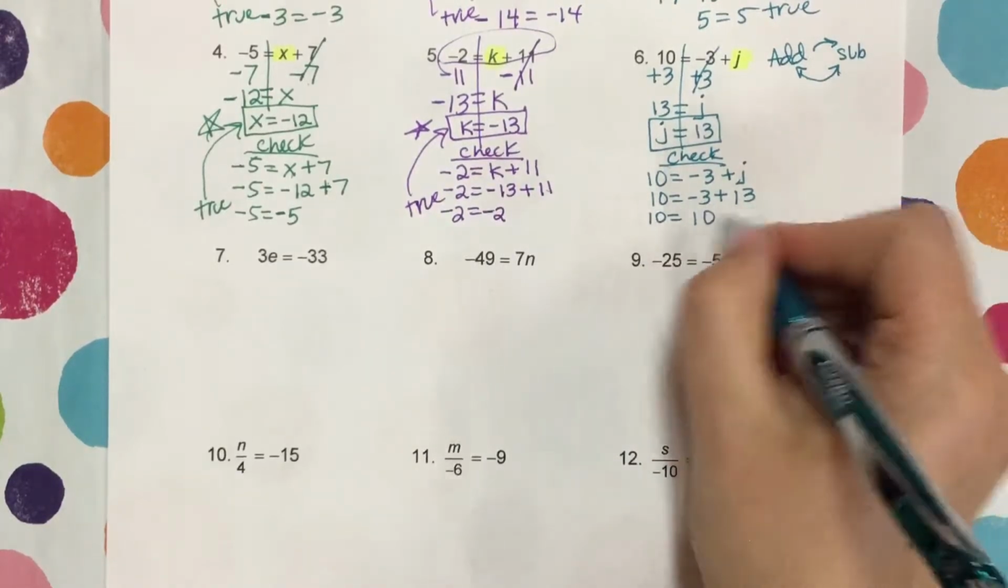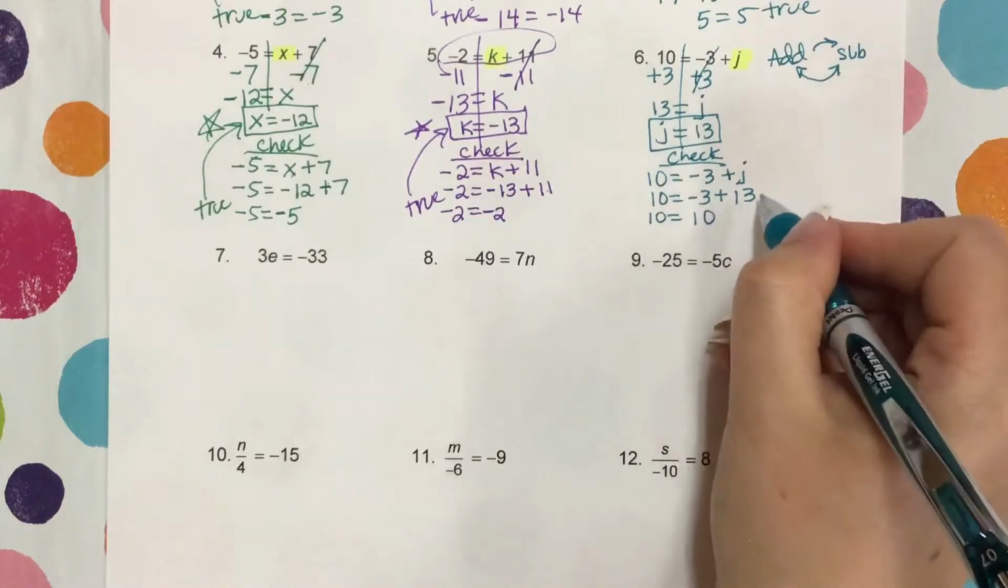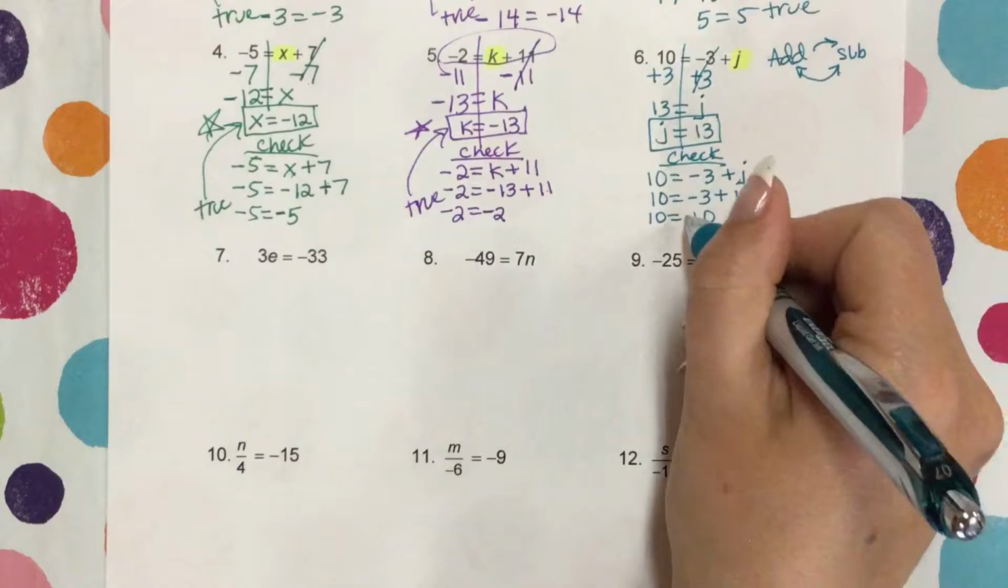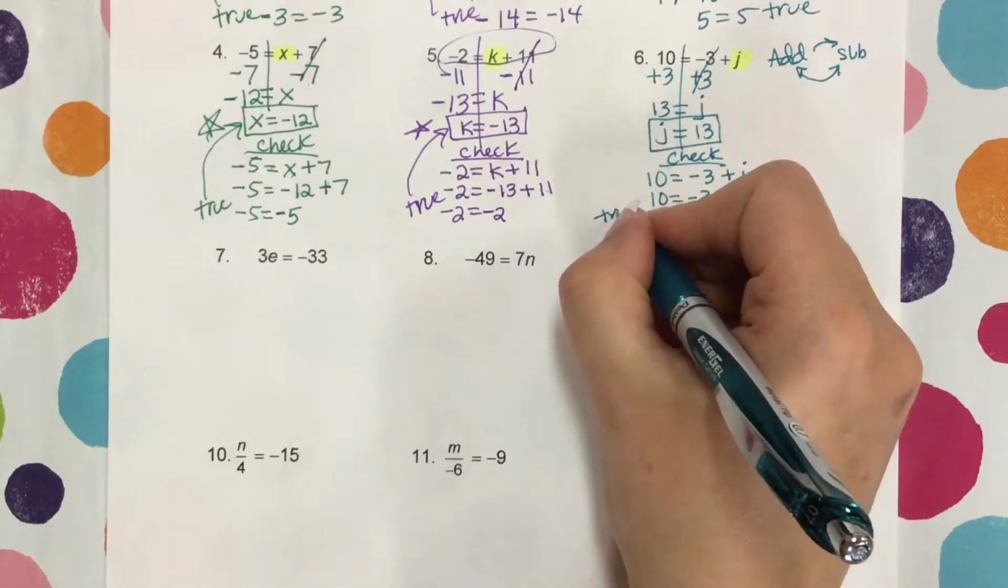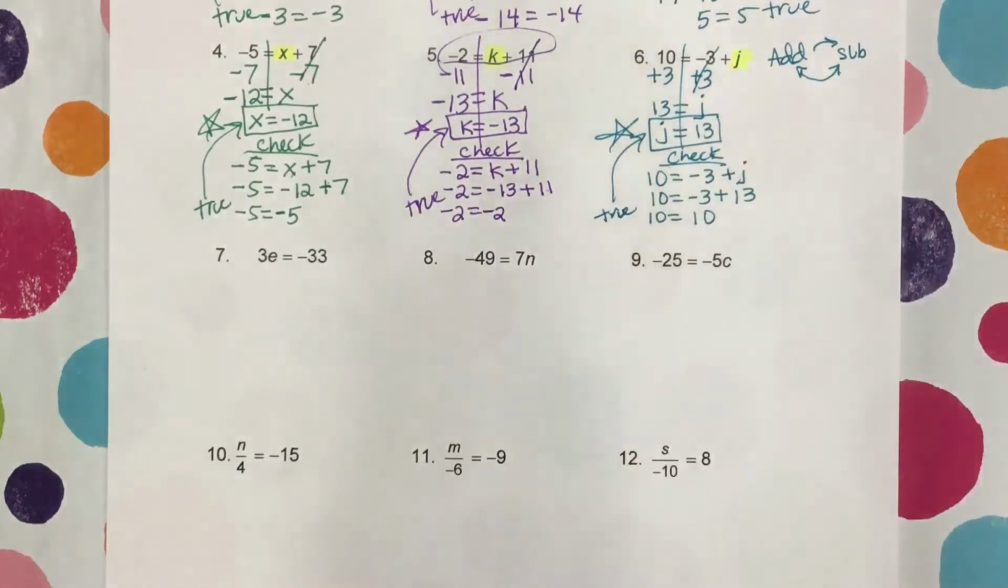And we look at the numbers. We've got to figure out is it a positive 10 or a negative 10. So we look at 3, we look at 13. Which number's bigger? 13 is bigger. 13 is positive, so our answer ends up being positive. So this is a true statement. True. Which means j equals 13 is the correct answer.